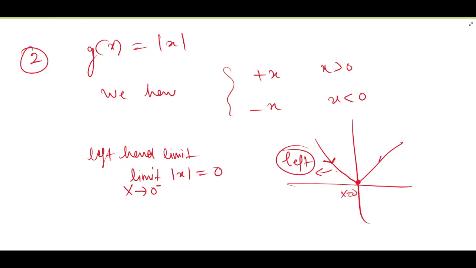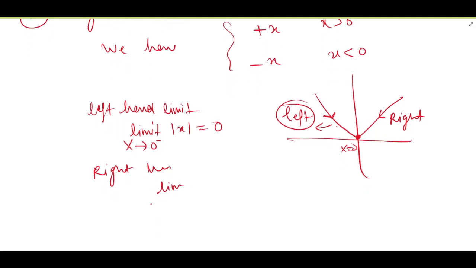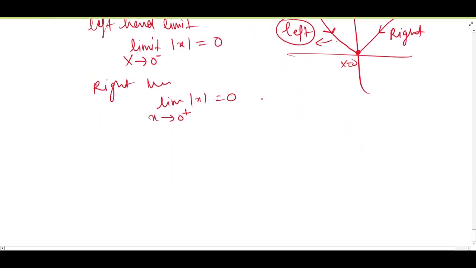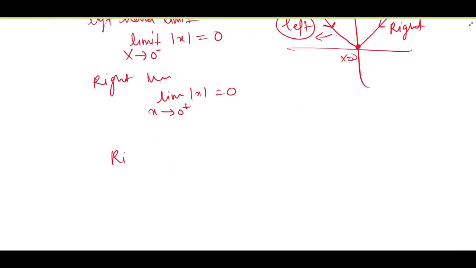Similarly, when x approaches 0 from the right, we get the right hand limit, that is, limit x tends to 0 positive of mod of x is equal to 0. So from here, the right hand limit is equal to the left hand limit. Therefore, we say the limit exists.